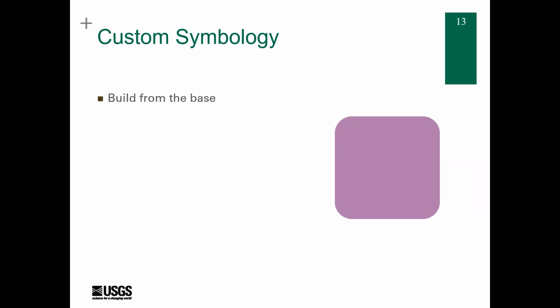So the first one is building your symbols from the base can help keep your symbols simple. I generally like to work from the background to the foreground. Working in this direction allows you to build more complex symbols with simple shapes.